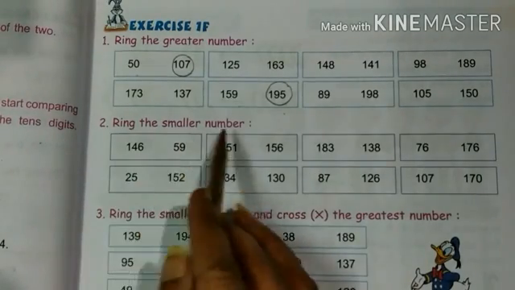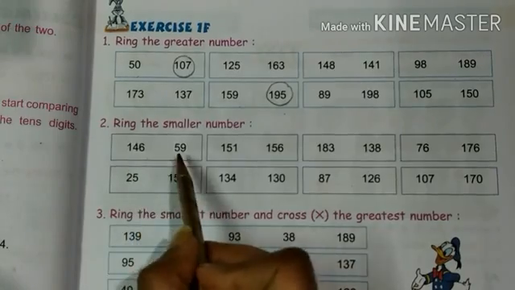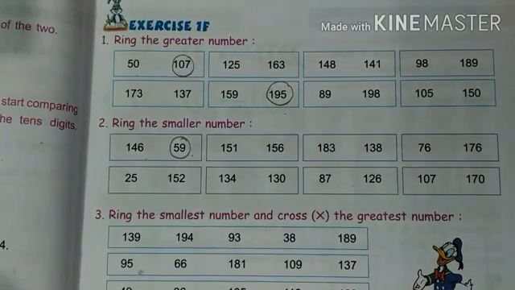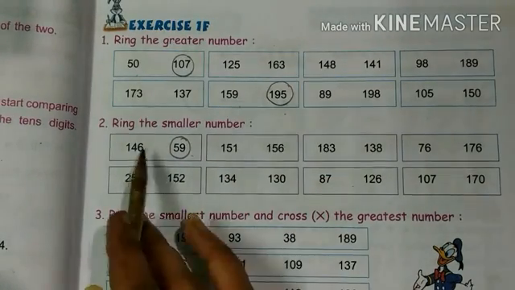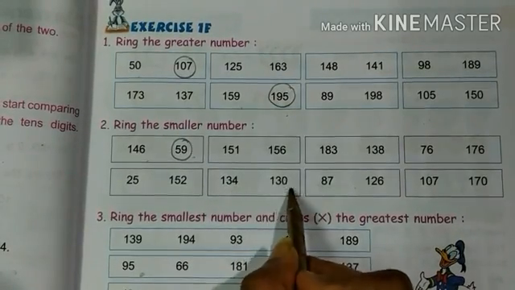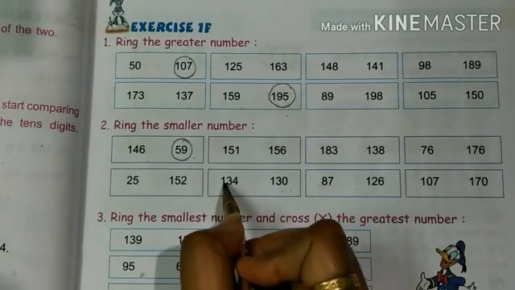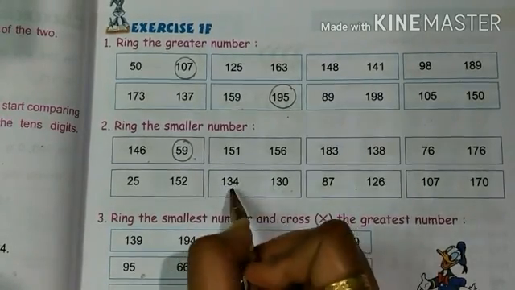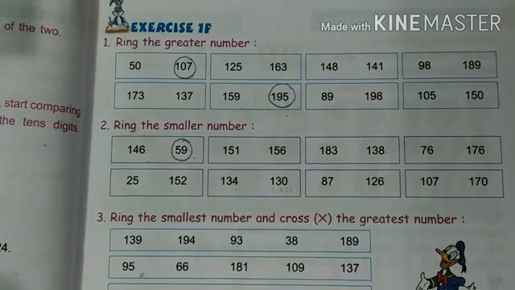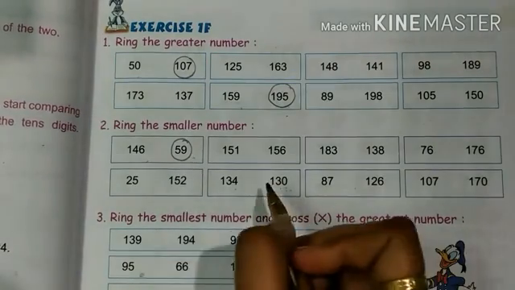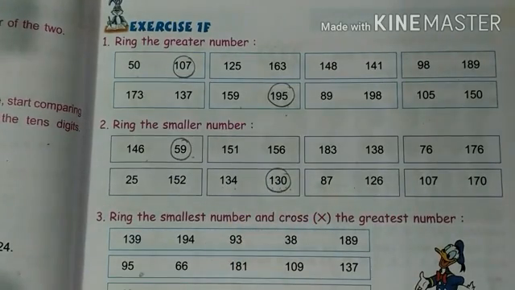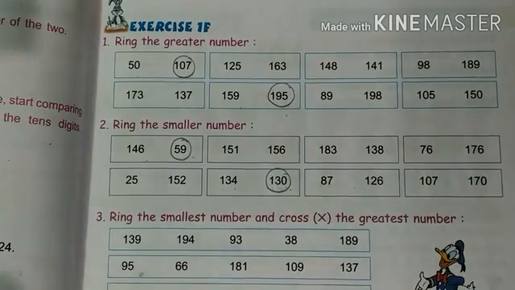Now ring the smaller number. Here 146 and 59. The 2-digit number 59 is lesser than the 3-digit number. So it is smaller. Now again 134 and 130. You can see that 1 and 1 same, 3 are same, 4 and 0. 0 is obviously less than 4. So the smaller number is 130. Like this you have to solve the rest of the sums of 1 and 2.